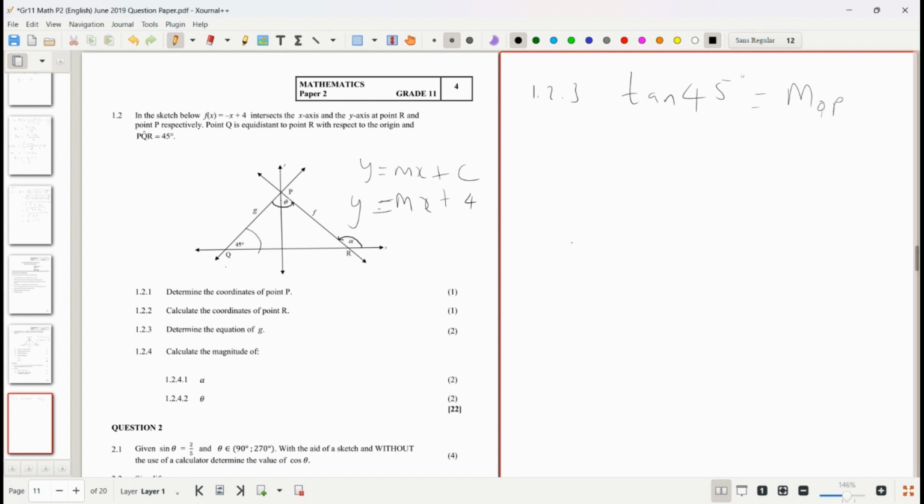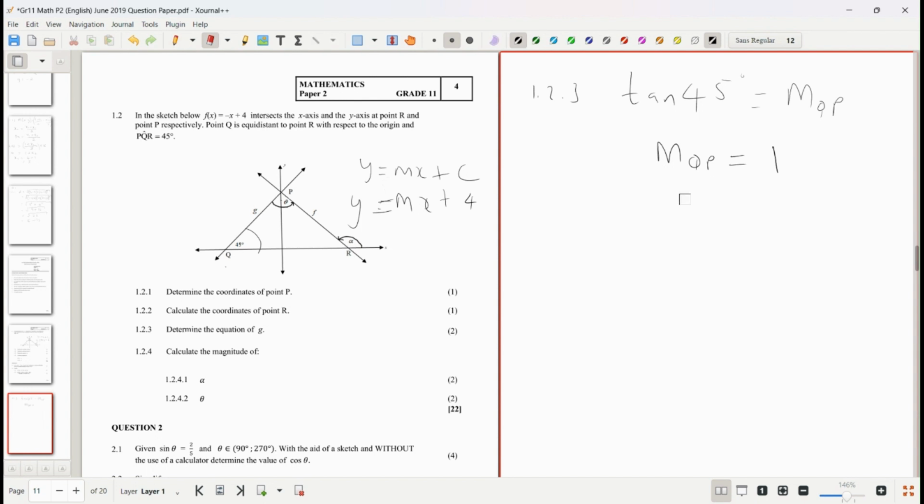Okay. So what can we do here? Tan 45, you can check with your calculator. It will give you what? You can confirm with your calculator. Tan 45 is supposed to give you 1, right? So it means the gradient of QP will be 1, right?